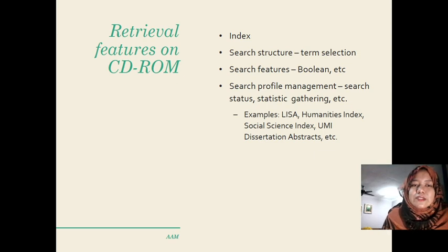So the retrieval feature on CD-ROM is the index. This is what we can use to search information in the CD-ROM. And then the search structure, which is term selection. You can use certain keywords related to the topic that you want to search. And then search features such as Boolean: and, or, not.